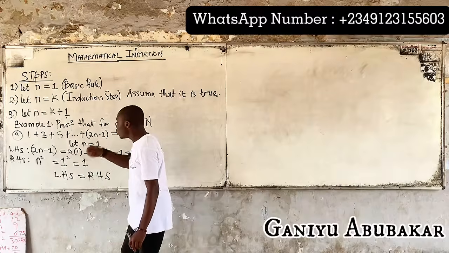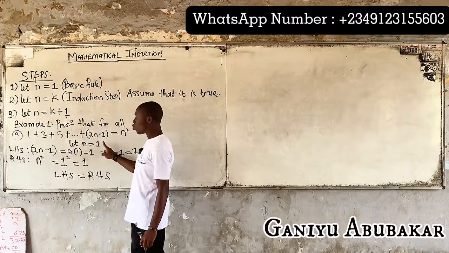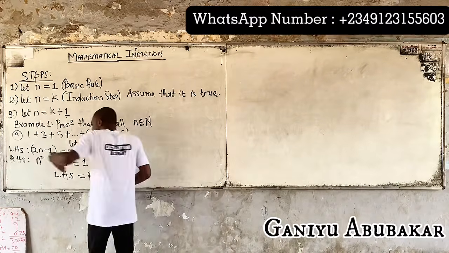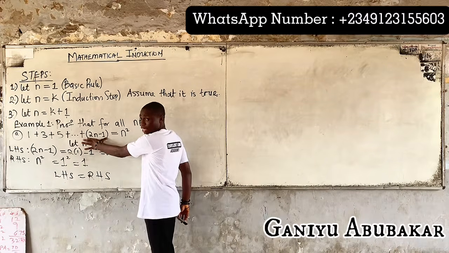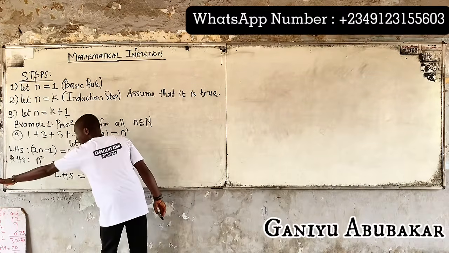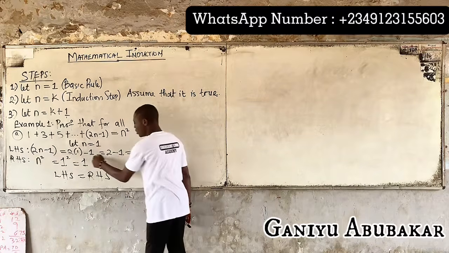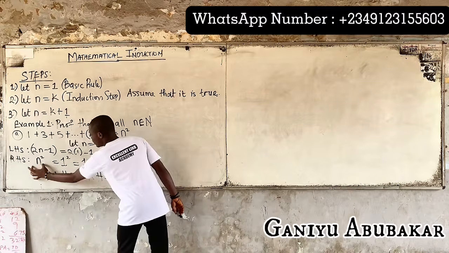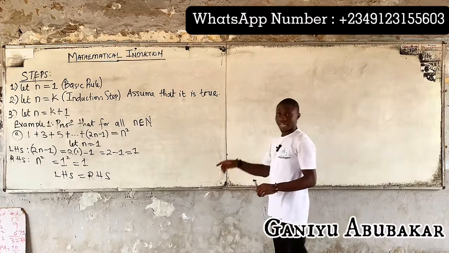No, you said let n, just n. We didn't say 1, we didn't say 3. We said let n be equal to 1. So anywhere I see n, I'll put 1. Looking at my left hand side, pick the term that has n, bring it here. For my right hand side, pick this out, then put n as 1. That's 1 squared, which gives 1. So that's my first task.